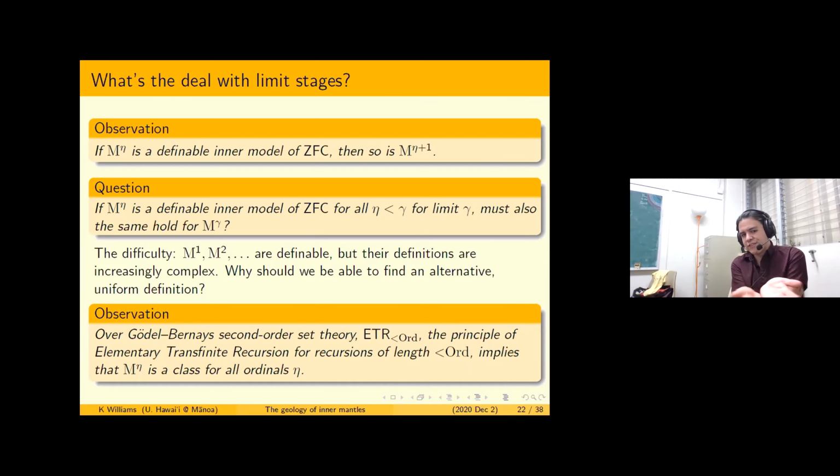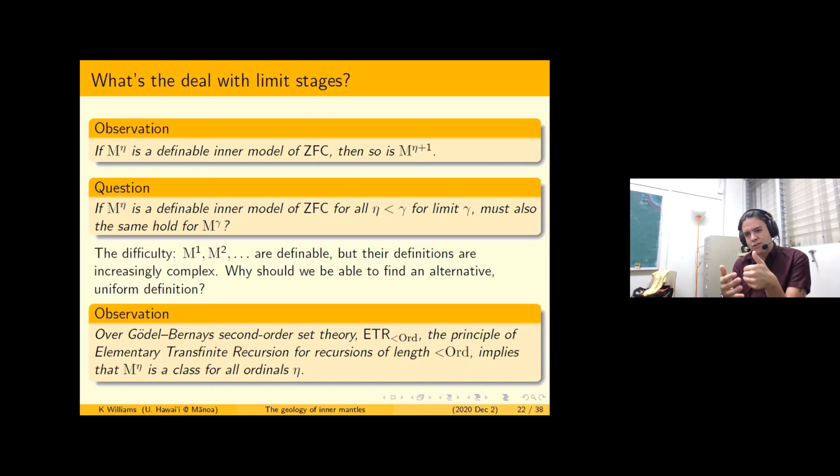But this is a definition by transfinite recursion. Each step is a first order thing. Either take the mantle, that's a first order thing, or take the intersection of a bunch of things, that's a first order thing. So if we have ETR for long enough recursions, we're going to get M eta for all ordinals eta. It's a definable inner model. And if we take ETR beyond ORD, you can do transfinite recursion for things of length ORD plus ORD times ORD, and so on. Then we get that meta-ordinal length inner mantles are definable.